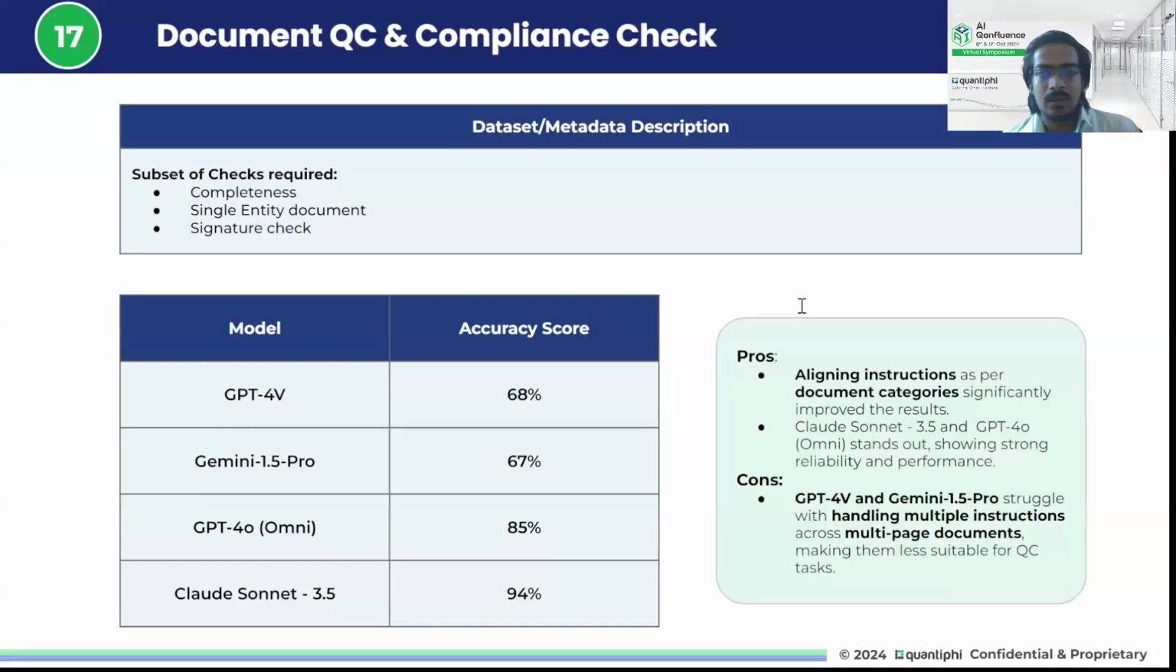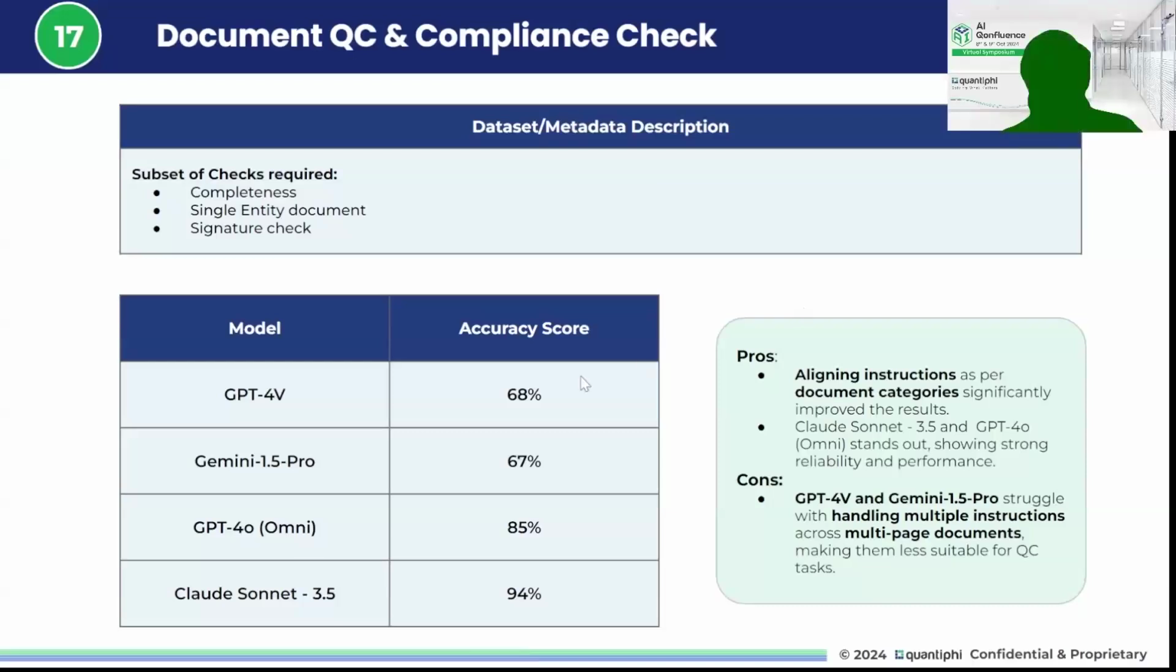Next, we have document QC and compliance check. The checks we do in the QC are, for example, whether the document is complete with all the required relevant information and fields like signature. For compliance checks, we used instructions at a document category level. What we observed is that if we align the instructions as per the document category, that significantly improves the performance.